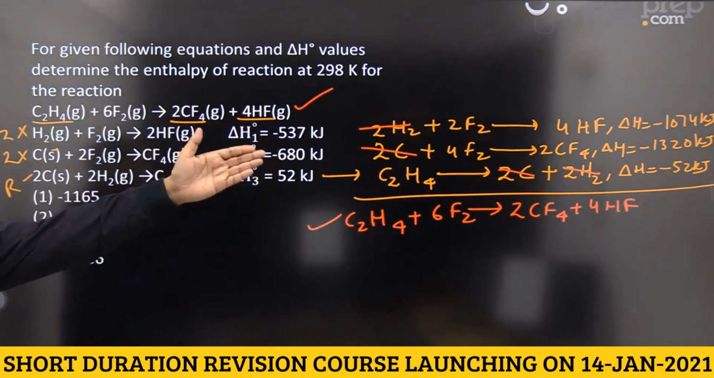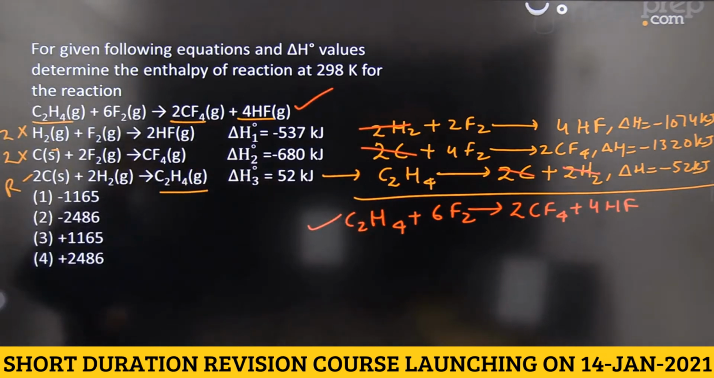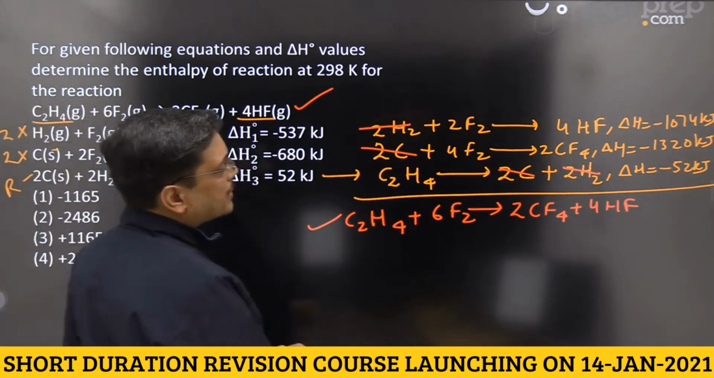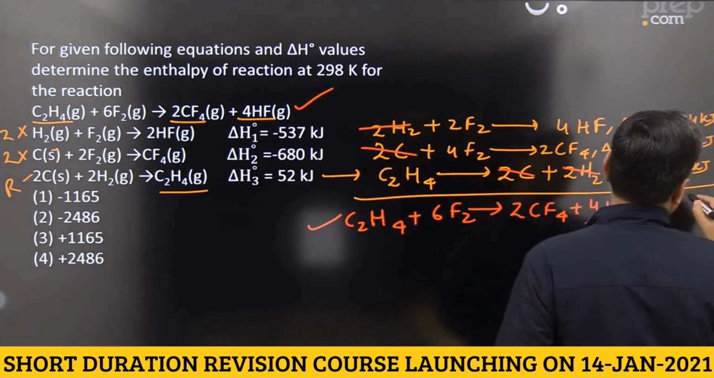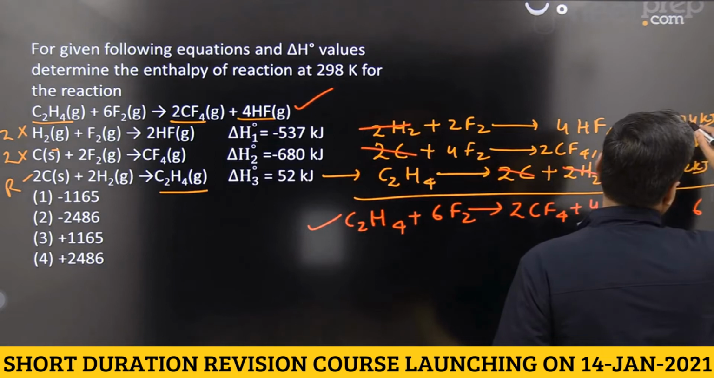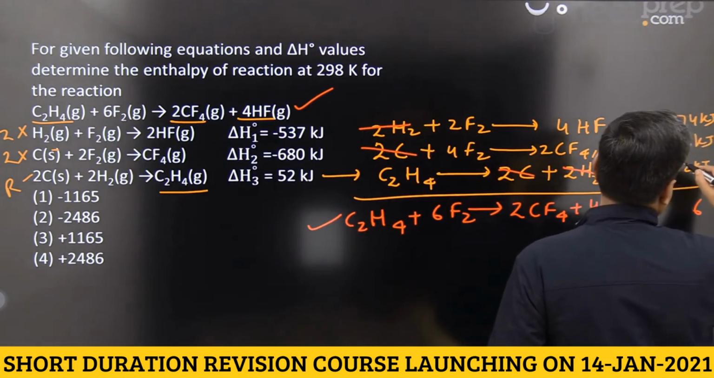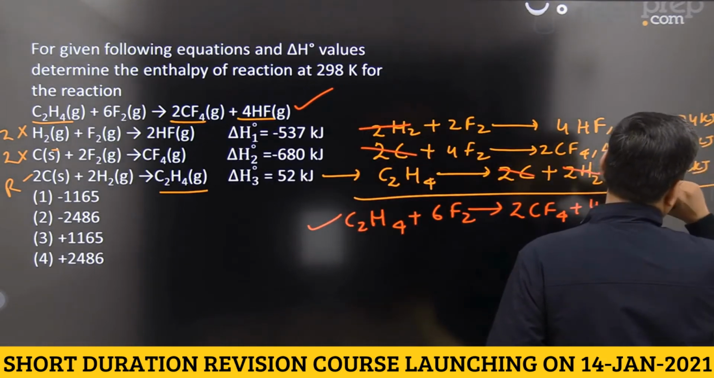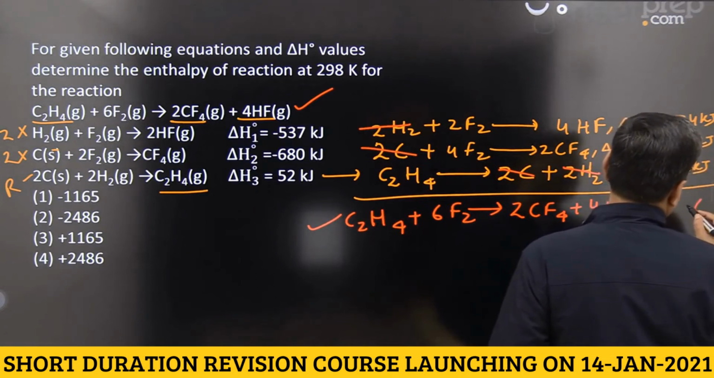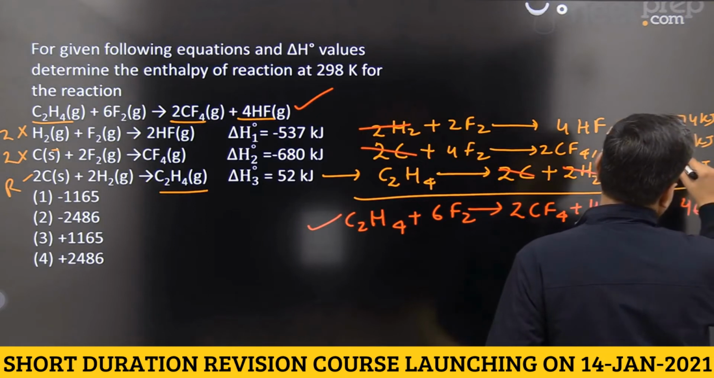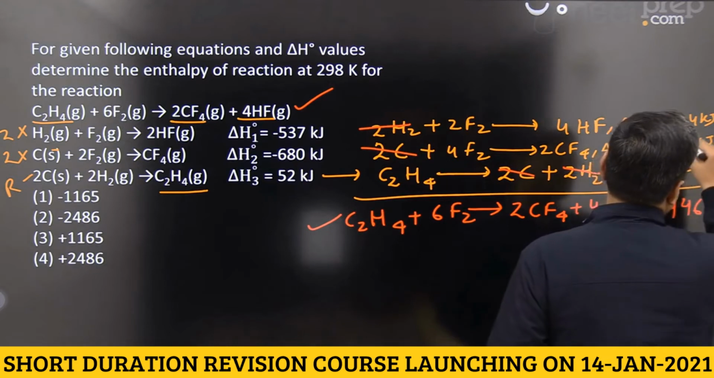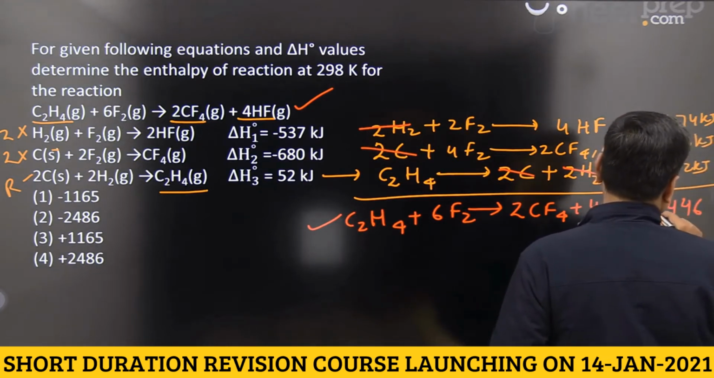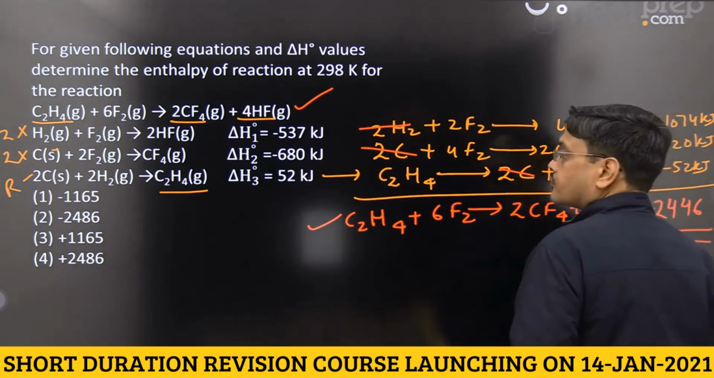So we need to add all these values. All are present in minus. So add these: 2, 4, 6, 7, 2, 9 or 5, 9 or 5, 14, right? 1, 1, 3, 4 and 1, 1, 2. That is minus 2446.